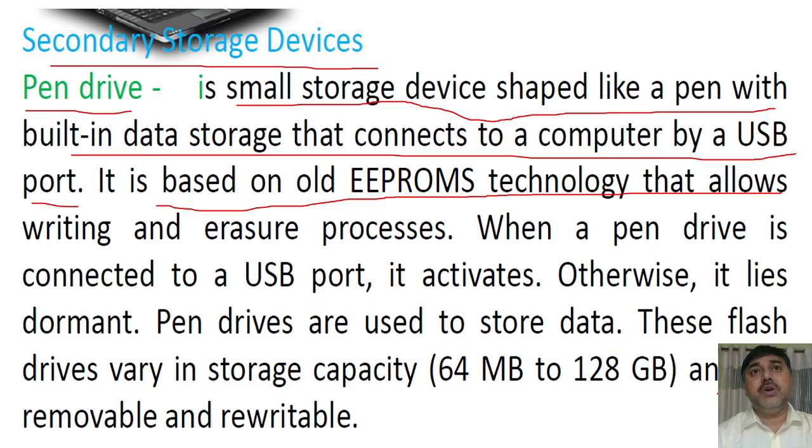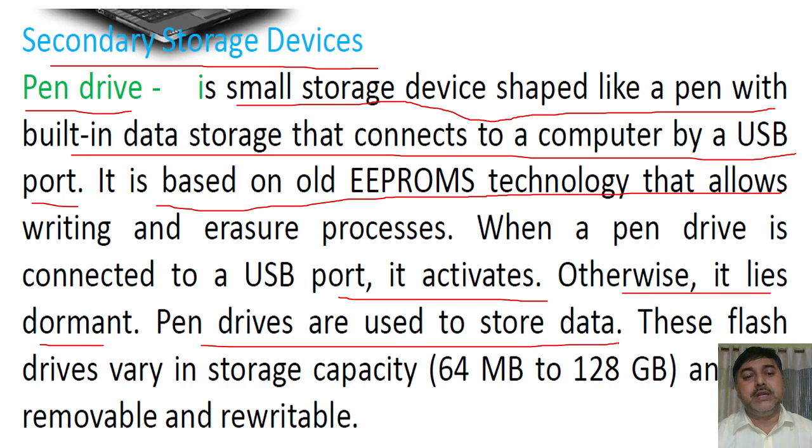This is the part where we see that we are doing different patterns of activities, otherwise the data lies dormant. The pen drive is used to store data, and it is a flash drive, whose storage capacity ranges from 64 MB to 128 GB.